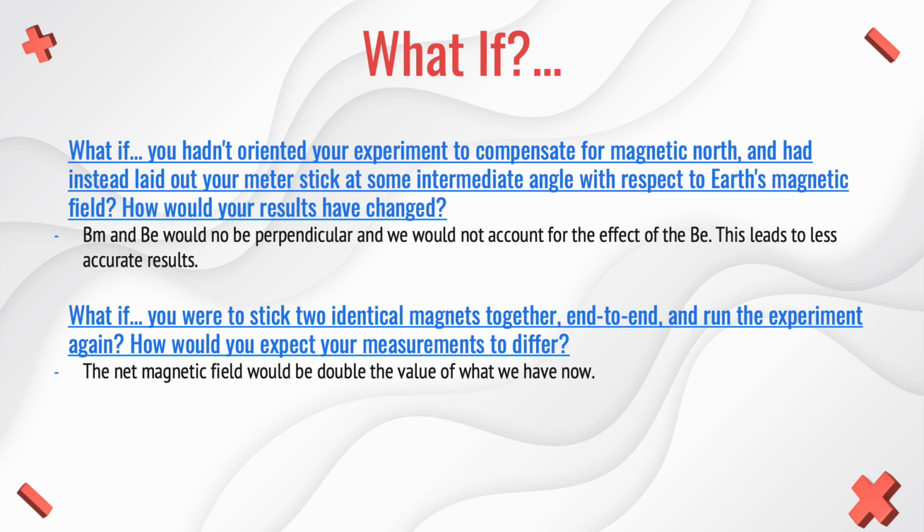And then what if you were to stick 2 identical magnets together end to end and run the experiment again? How would you expect your measurements to differ? It would just make the net magnetic field that we're calculating double, because you have double the magnets.